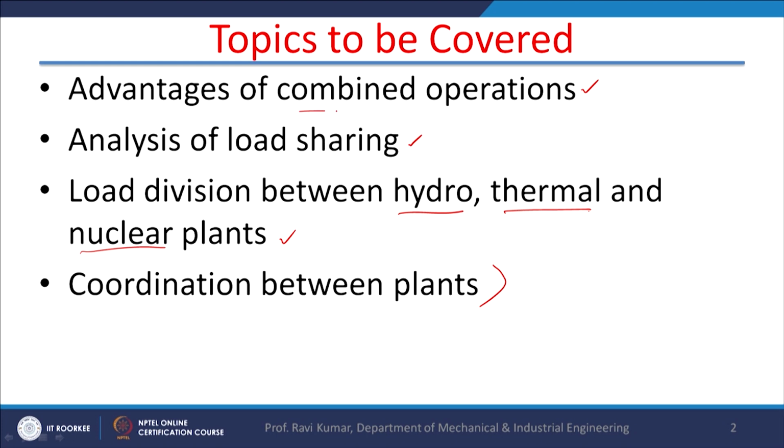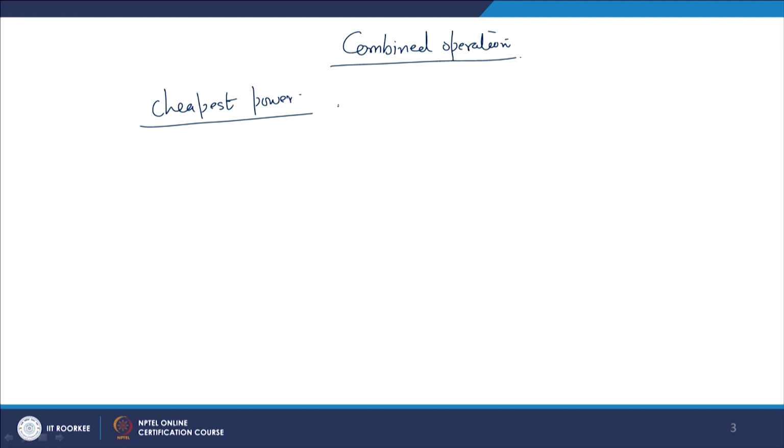Now, what is combined operation? Now, why we choose combined operation? The purpose of combined operation is to provide cheapest power and to generate maximum power with available resources. There are two things: generation of maximum power and cost of the power. So, the cost of the power has to be minimum and generation of power has to be maximum. That is why combined operations are done.